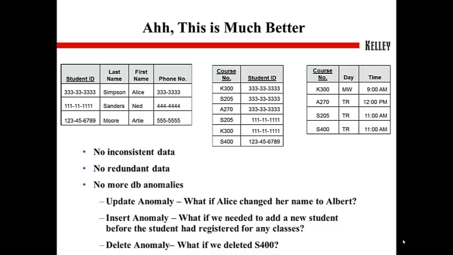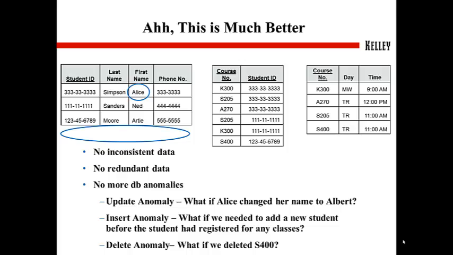And the 3 anomalies, if we needed to change Alice's name to Albert, we would only do this in 1 location and 1 record. If we needed to add a new student before the student had registered for any classes, that would be easy to do. We could just add the student to the student table.